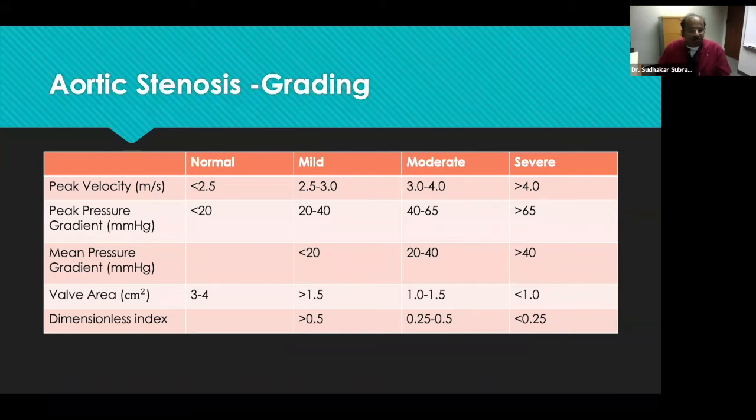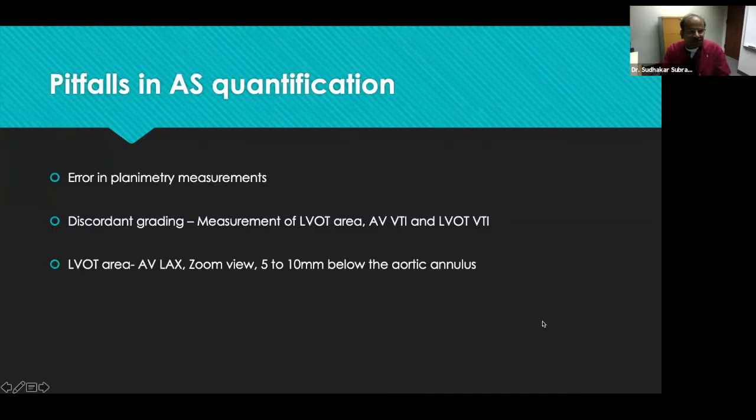So just to summarize, it's a high-yielding slide if you're preparing for the boards. The peak velocity should be more than 4, peak gradient should ideally be more than 65, and mean of 40, all in favor of severe aortic stenosis. When it comes to valve area, an actual area of 1 or less is more in favor of severe, and the dimensionless index should be less than 25%.